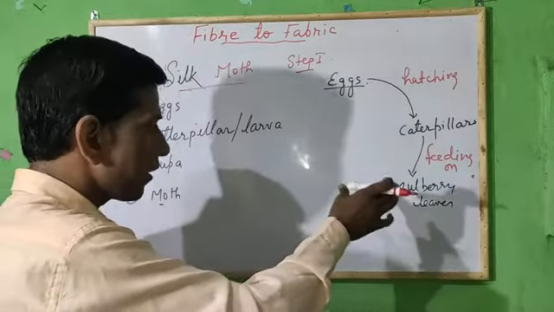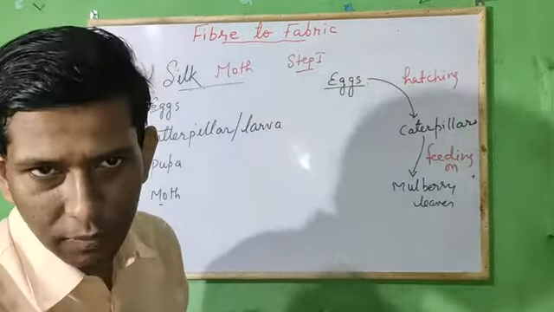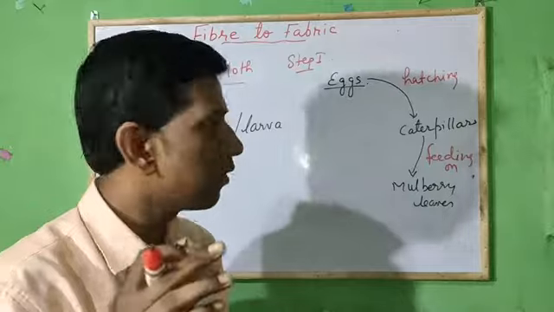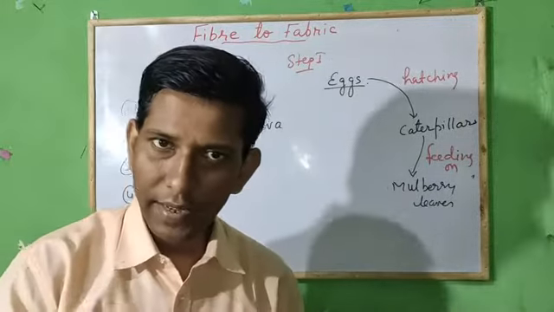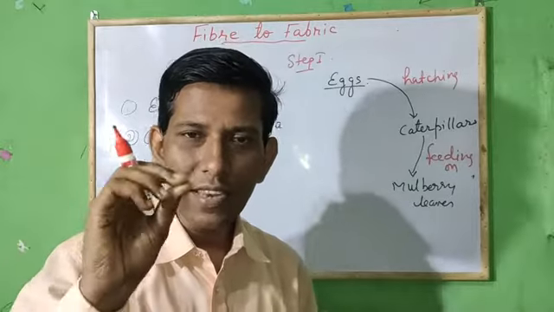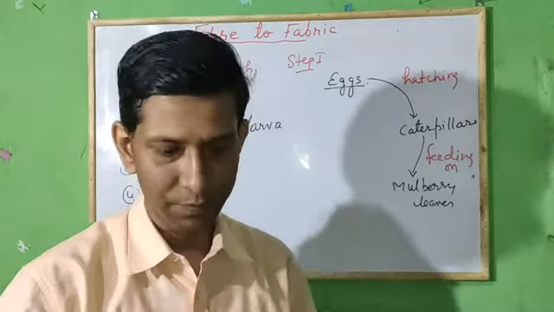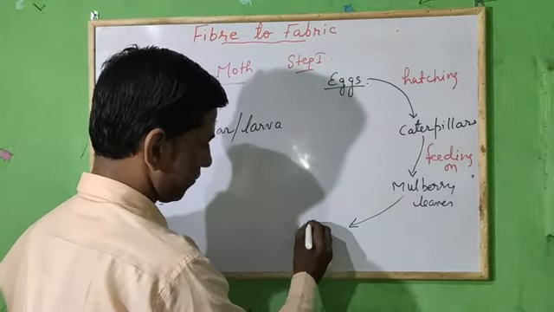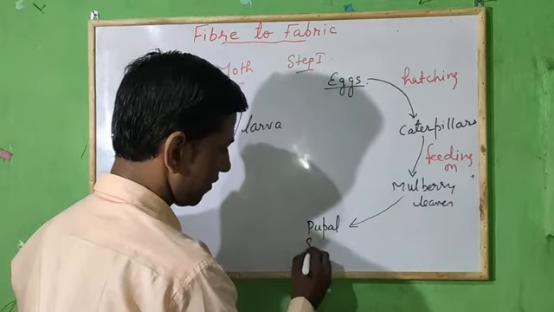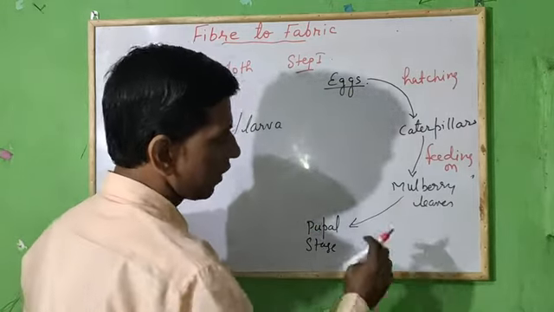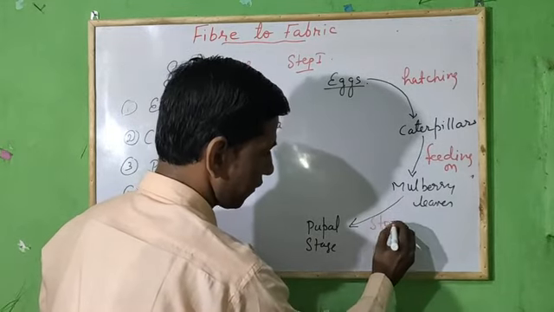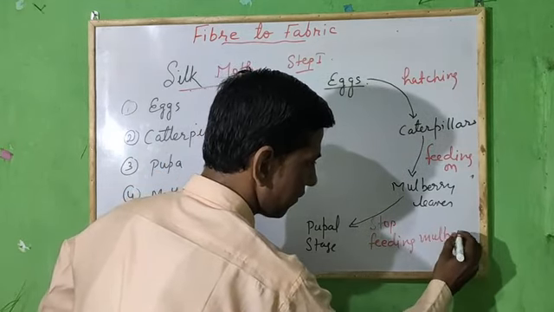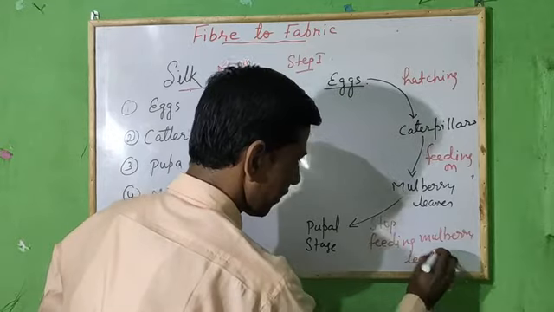when the caterpillars are ready to enter the third stage of the life cycle, that is the pupal stage, they stop feeding on mulberry leaves, and at the same time their salivary glands start releasing a very sticky liquid, and that is called fibroin. So the third stage of life is the pupal stage. And during this pupal stage they stop feeding on mulberry leaves. Clear?